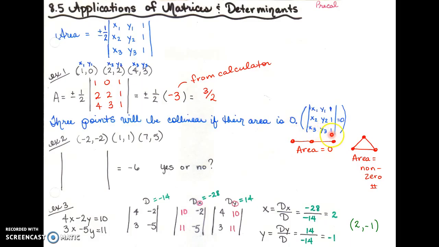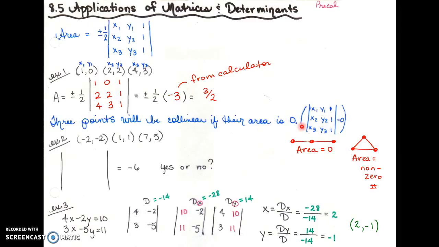They forgot part of the area formula right here. There's supposed to be a plus or minus 1/2 out in front. What's half of 0? What's half of not 0? Still not 0, right? So the 1/2 is irrelevant. They're just trying to save you a little bit of work and a little bit of time. So that's why they didn't put the plus or minus 1/2 out there.